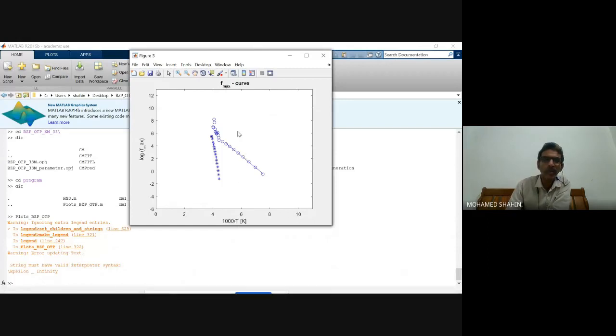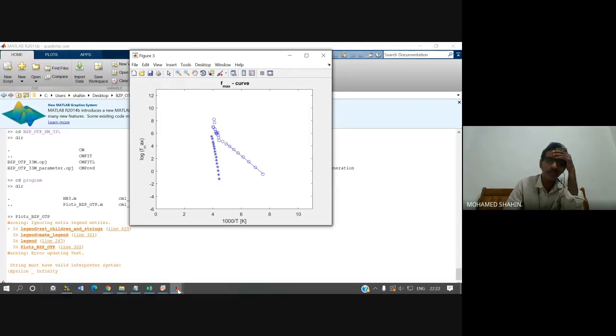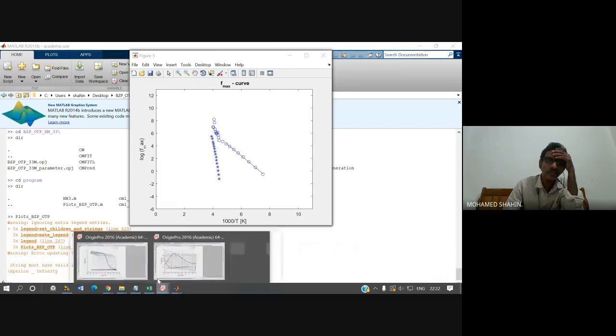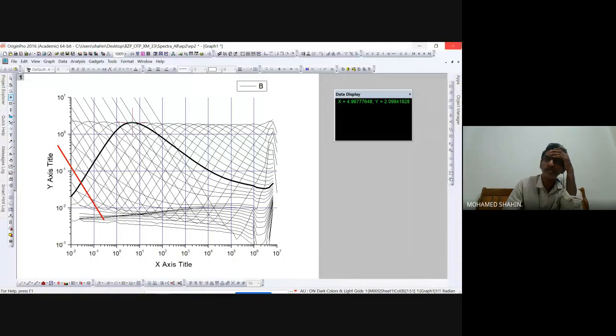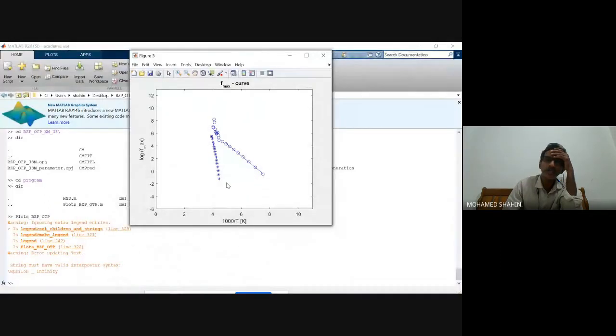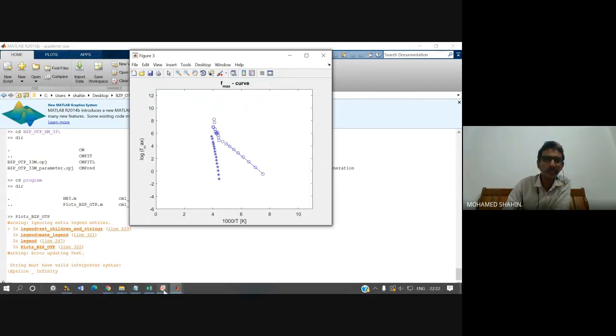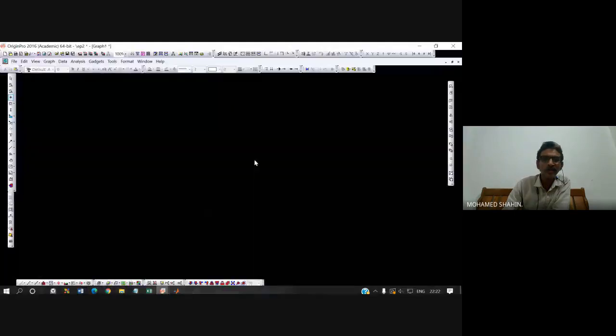Now, you should have a preliminary understanding that every point represents a temperature. If you go to that temperature, the peak is representing these points and these points. So this is the peak corresponding to the secondary process.